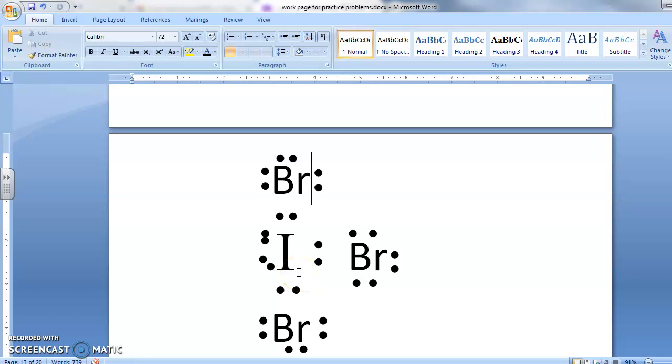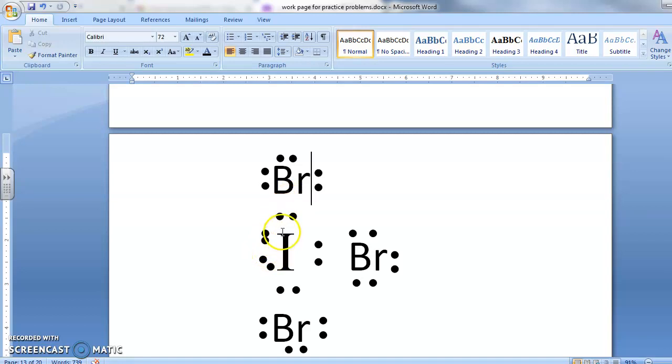That makes sense if we use the little halogen trick. Iodine starts with 7 electrons. It's going to make a single bond with each of the bromines. 7 minus 3 leaves it with 4 electrons. There they are. So we can double check our drawing, and we know we have it right by using that little halogen trick. It'll tell us how many electron pairs should be left over.